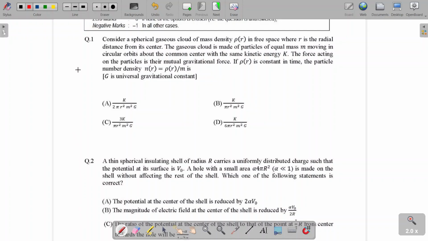We are going to do question number 1. This came in JEE Advanced 2019, paper 1. The question being: there is a spherical gaseous cloud of mass density rho r. Each particle in this gas cloud, let's say the particle is having mass m, has the same kinetic energy k.